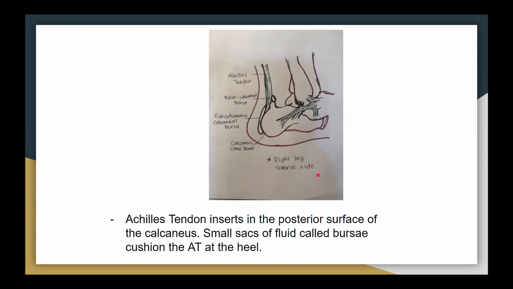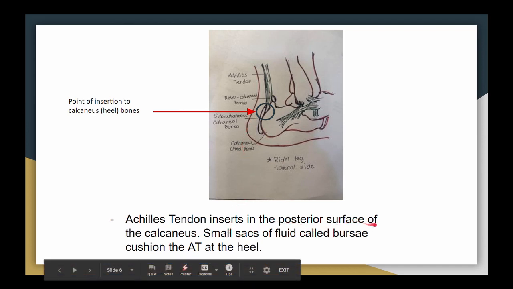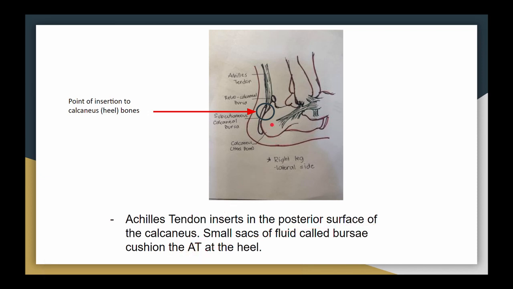In this picture, we could see it is the right leg, or the right ankle, the lateral side. We could see the insertion of the Achilles tendon in this picture. So it inserts into the calcaneus bone, which is this one. And as it inserts, it has small sacs of fluid called the bursae, which is the cushion for the Achilles tendon at the heel.